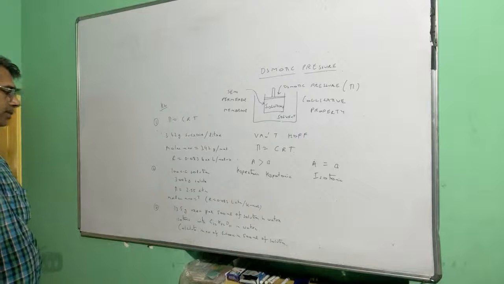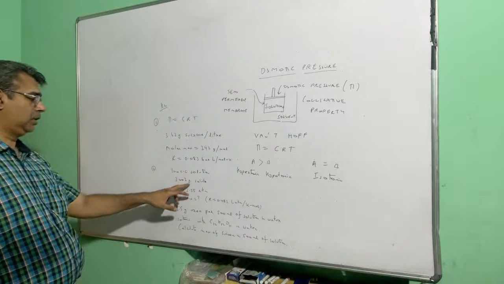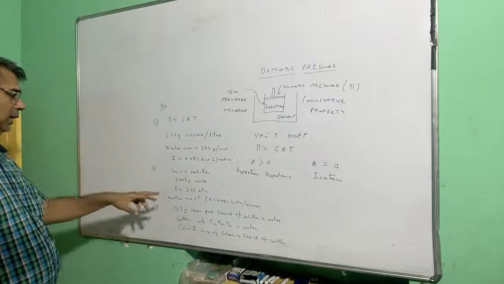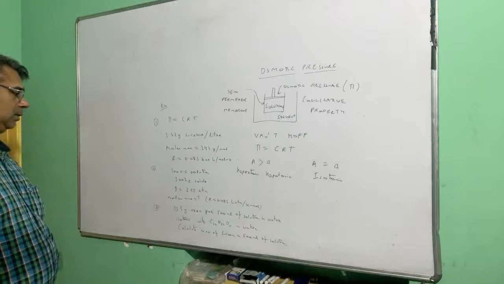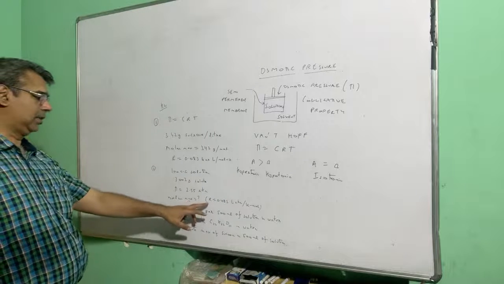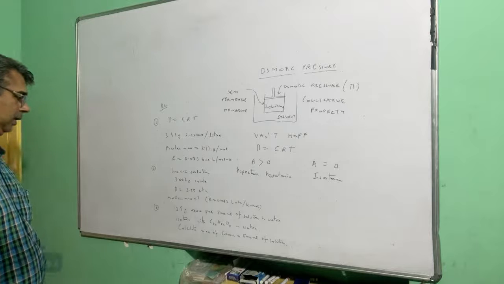Question number 2. In 100 cc of solution, you have 3.002 gram of solute and the osmotic pressure is 2.55 atmosphere. What is the molar mass of the solute? The gas constant is 0.082 liter atmosphere per mole Kelvin.